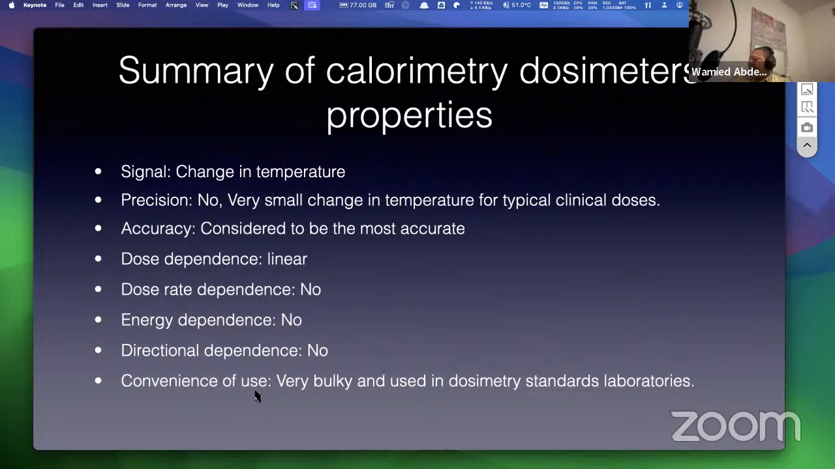Convenience of use, I think all of you will agree that we don't want to see such a thing in our clinics. We don't want to use it. It's very bulky, and it's only limited to use in dosimetry standards laboratories. Although I think there are some efforts on the graphite calorimeters. Maybe one day we're going to see them used in the clinic, because if we have them in the clinics, then we don't need to send them to be calibrated.